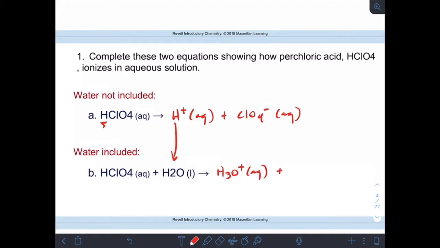And I'll still have my ClO4-. Okay, now just to be clear, this H3O+ has a name, and it's called a hydronium ion. Hydronium ion. Okay, and when we're talking about acids, we will use H+ and H3O+ interchangeably a lot of the time. Okay, they mean the same thing.